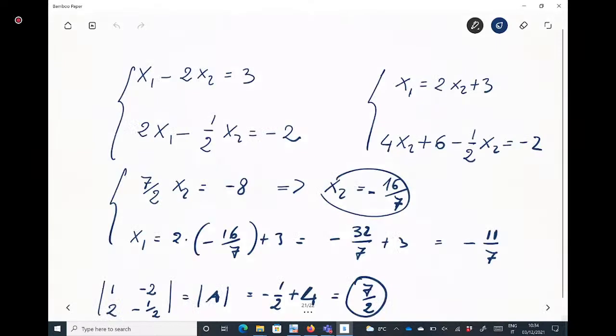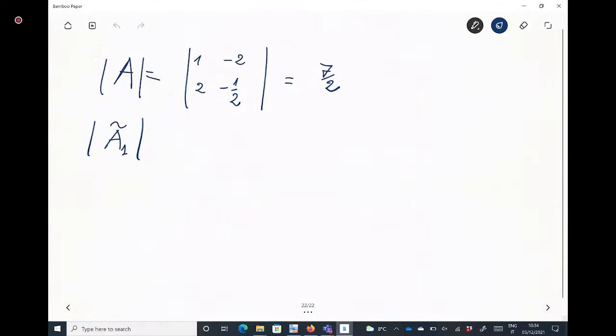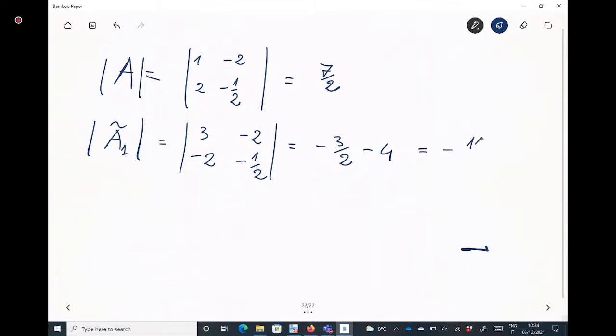Okay, so go back. The constant terms are 3, minus 2. So the matrix becomes 3, minus 2, first column. And the second column is the same as this. Minus 2, minus 1/2. So what is this determinant? It's minus 3/2, minus 4. Okay? Right? Because it is minus 2 times minus 2. So minus 4, this becomes 8, so minus 11/2.